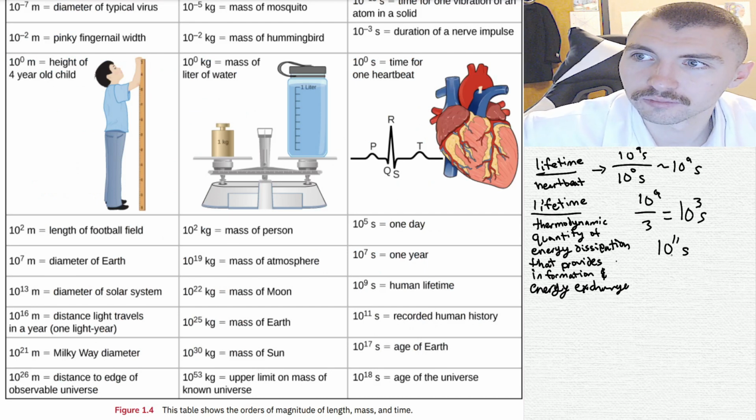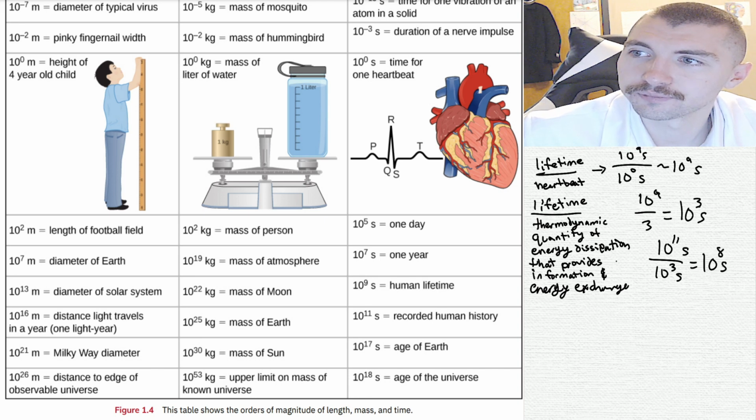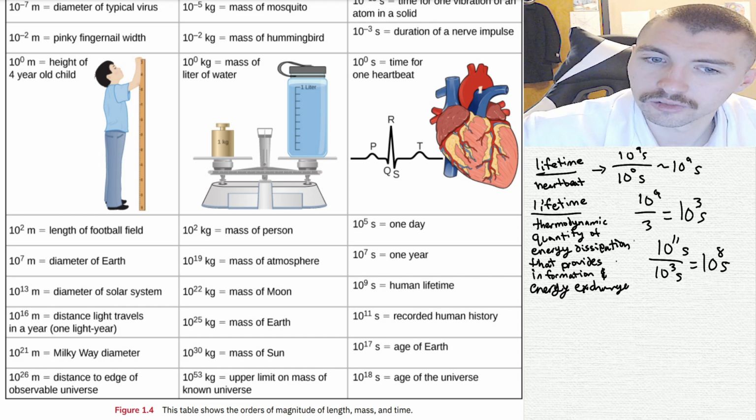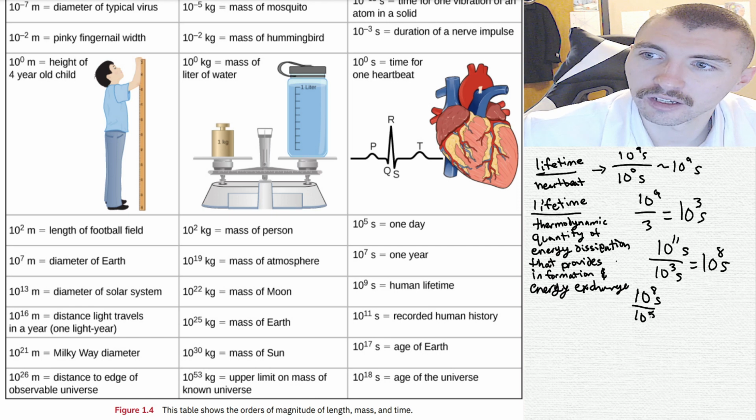So we have 10 to the 11 divided by 10 to the 3. That's 10 to the 8 seconds. So I want to convert this into days, and I take 10 to the 8 seconds divided by 10 to the 5. That's 10 to the 3 days. How many years is that? Okay, so we know there's 10 to the 8, so it'd be 10 to the 7 equals 10.